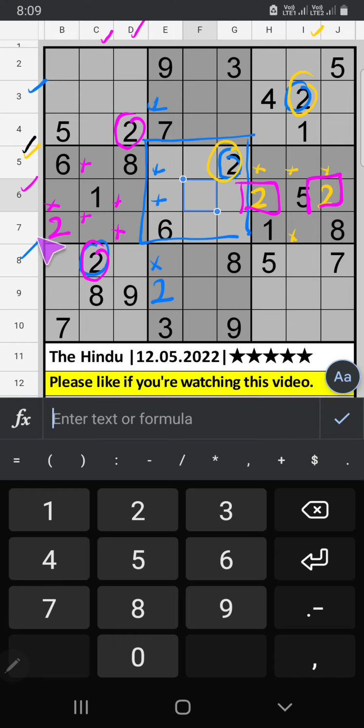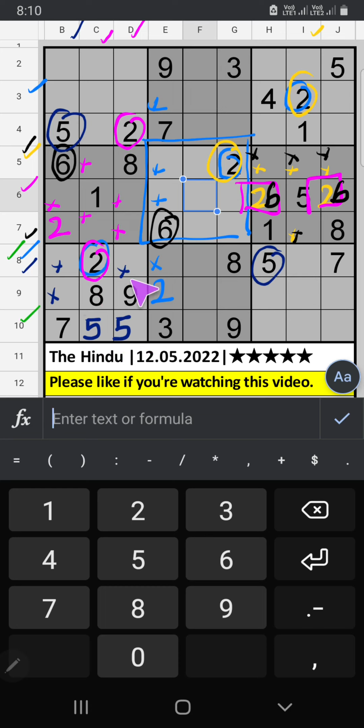5th row and 7th row we have 6. So 6 can't come in these cells. 6 will come in any of the 2 cells, we will confirm later. Column B, 8th row we have 5. So 5 can't come in these cells. 5 will come in any of the 2 cells, we will confirm later.